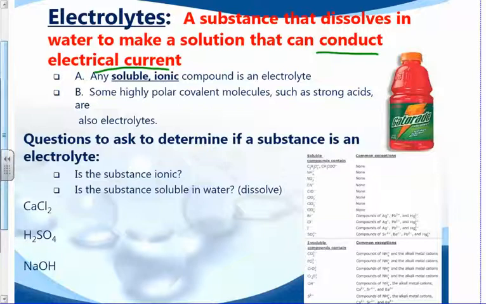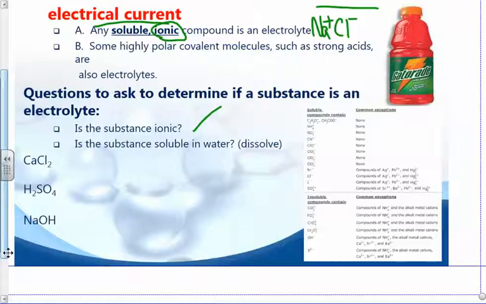So any soluble ionic compound is an electrolyte. Ionic is the key word, remembering that we have a metal and a non-metal, and they're charged, so that makes it an ionic compound. Some highly polar covalent molecules, such as strong acids, can also be electrolytes. So, some questions to ask if you are trying to decide if something is an electrolyte. Is the substance ionic? And remember, we have to go back to our periodic table to look at that.